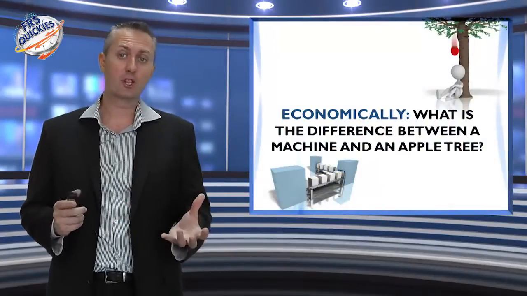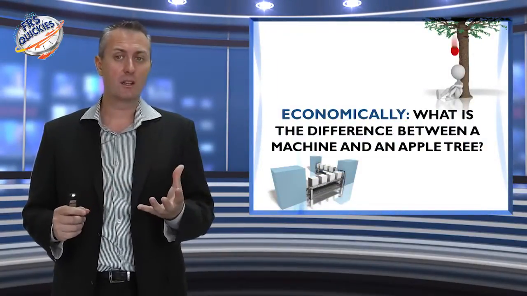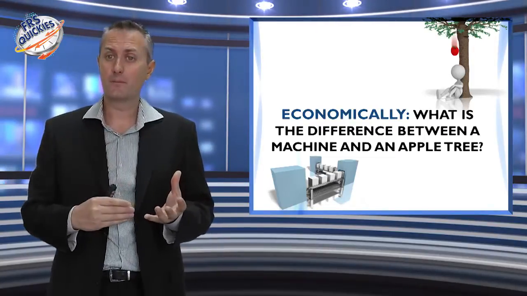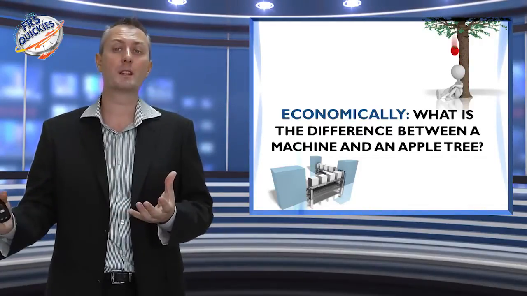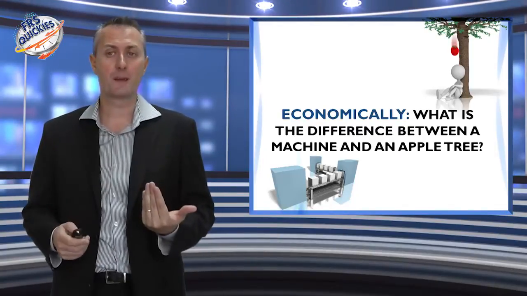Now, one of the challenges in practice is that many people can't differentiate economically between, for example, a machine and an apple tree. Think about the logic. If you've got a machine, it's producing items in more than 1 year that you would go out and sell. An apple tree does the same. It produces items, being the apples, that you go and sell. So why do we account for these very differently if the economics are the same?